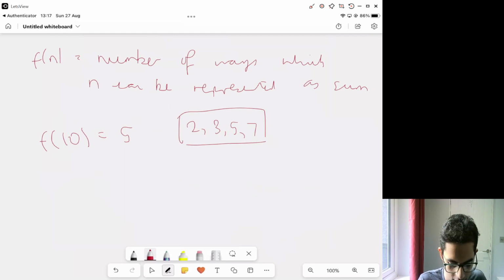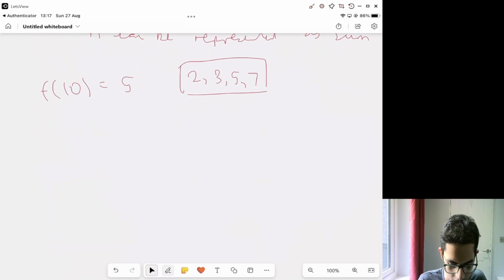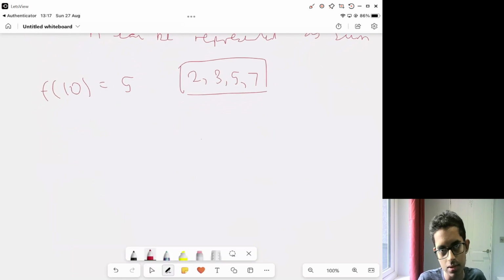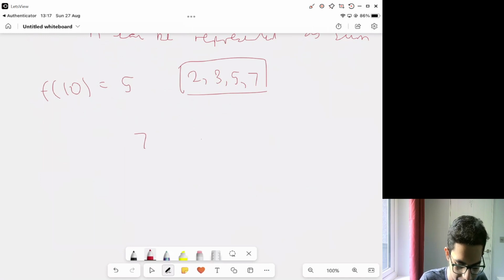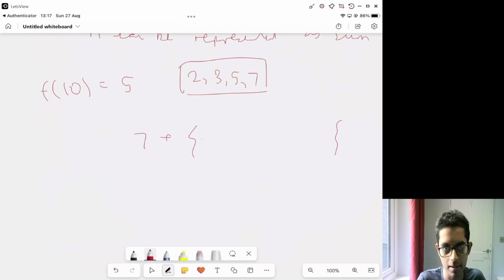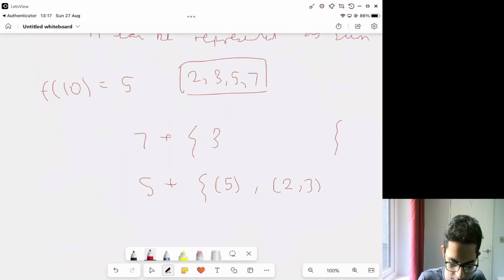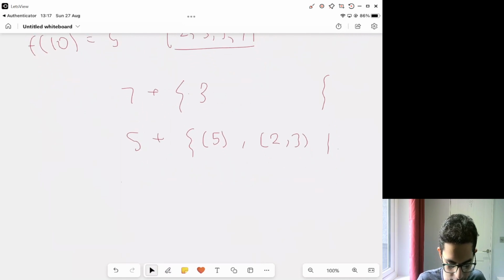Okay, and now let's think about how they generate their list. The first thing they started off with was considering the number of ways in which we can have a sum which has 7. If we have 7, then the remaining numbers must add up to 3, and there's only one way in which we can do that. Now if we have 5 inside here, then the remaining numbers have to add up to 5. So there are basically 2 ways: you can either have 5 directly, or you can have 2 and 3. And now we basically just repeat this procedure for all the other numbers.